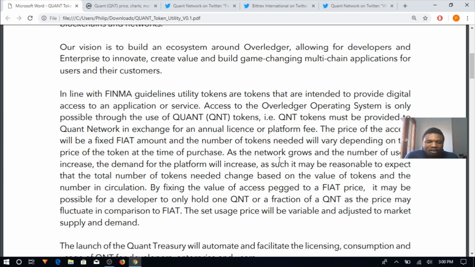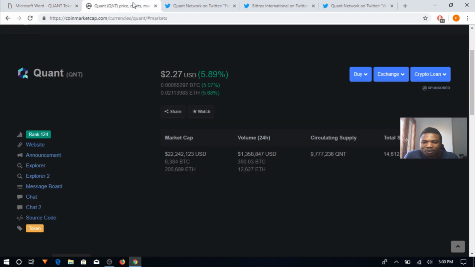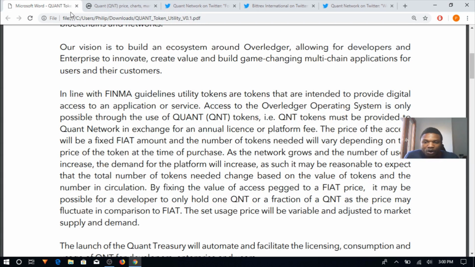So what in simple terms they are trying to do is have the Quant token be in the middle of everything that is built around the Overledger operating system, the Overledger technology. And they are doing this by pegging the fiat currency to the Quant token, because they know that the Quant token has a potential of being worth way more than it is today. So they can say that maybe developers will need one Quant token to access the Overledger network, because today it's worth just about $2.27, but we all know the potential of this.